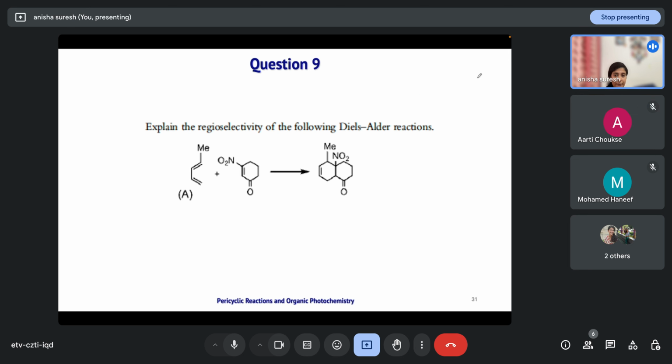Now this is the question. Explain the regioselectivity of the following Diels-Alder reaction. So this is the dienophile, and this is the product. So why is this regioselectivity coming? That is the question.